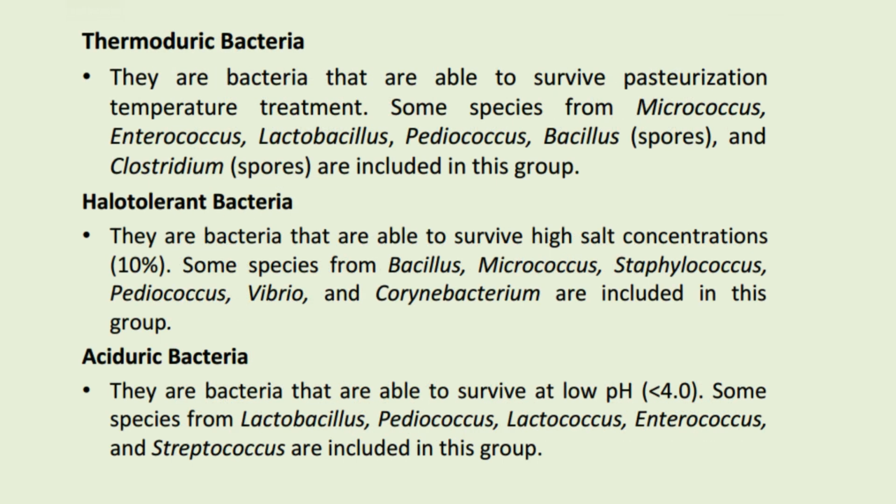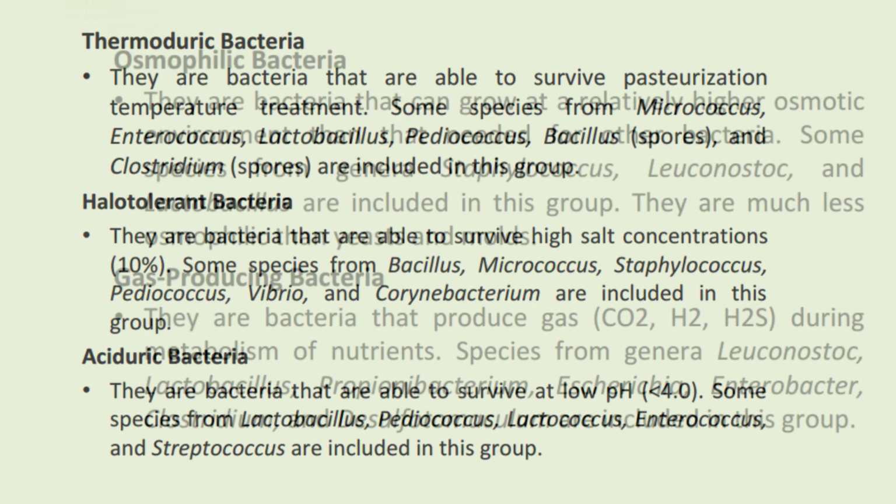Thermoduric bacteria survive pasteurization. Genera include Micrococcus, Enterococcus, Lactobacillus, Pediococcus, Bacillus spores, and Clostridium spores. Halotolerant bacteria survive high salt concentrations up to 10%. Genera include Bacillus, Micrococcus, Staphylococcus, Pediococcus, Vibrio, and Corynebacterium. Aciduric bacteria survive at low pH, below 4.0. Genera include Lactobacillus, Pediococcus, Lactococcus, Enterococcus, and Streptococcus.